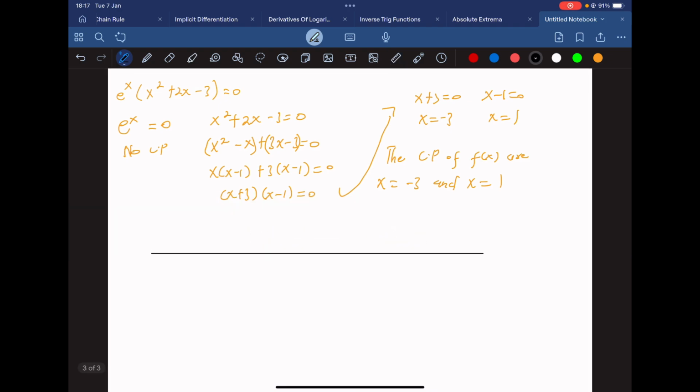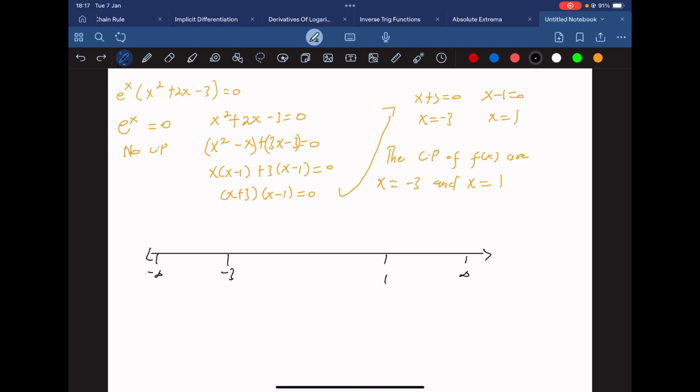So in this case, we have two critical points. The smallest one is -3 and the bigger one is 1, and we have -infinity to infinity. Now, we want to pick a number between -infinity and -3. So we can select 0.